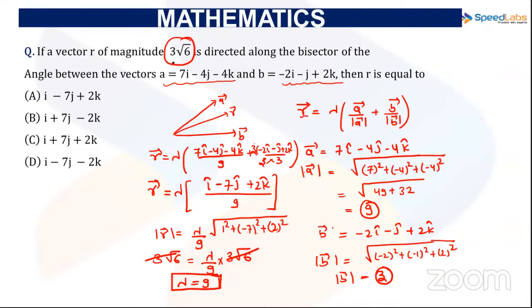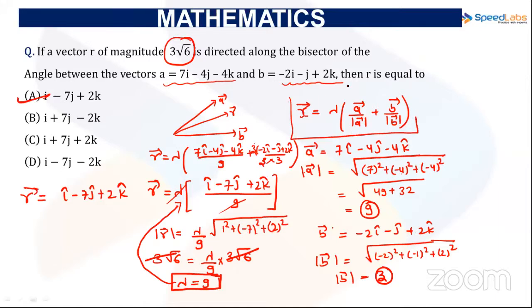From this relation we are getting lambda equals to 9, and on putting lambda equal to 9 here, this lambda and 9 will get cancelled, so finally you will get r vector is equal to i minus 7j plus 2k. That is your answer A. All right, so this was a very easy first question. You just have to find the vector which is in the direction of the angle bisector of two vectors, it will be something like this, lambda times a vector upon mod a plus b vector upon mod b.